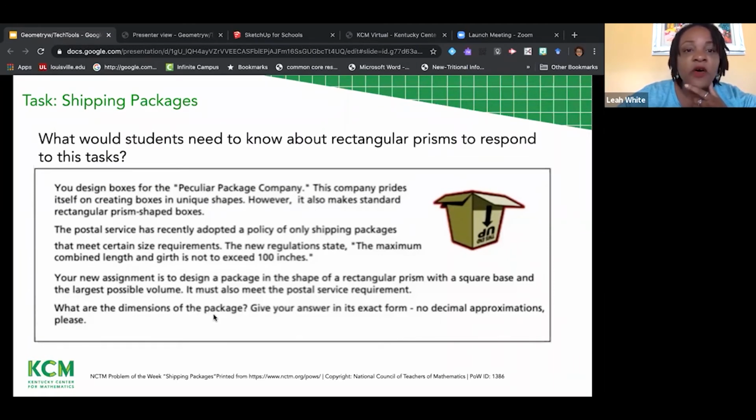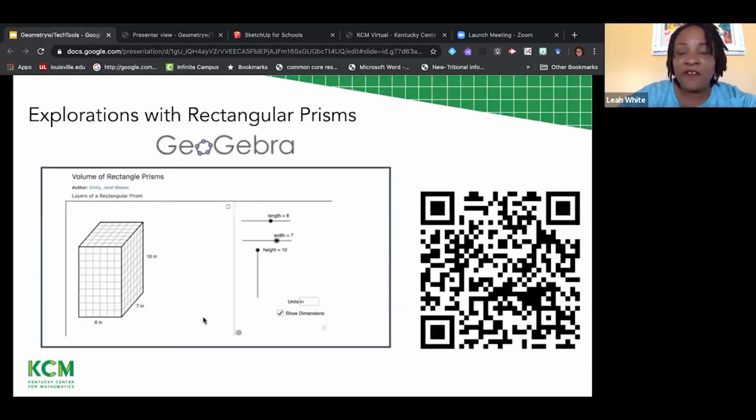Okay, so here we go. I was thinking about this problem. I was like, students need experiences with rectangular prisms. They need to know what it means when we change dimensions. And so I put a QR code in here so you can scan to this.